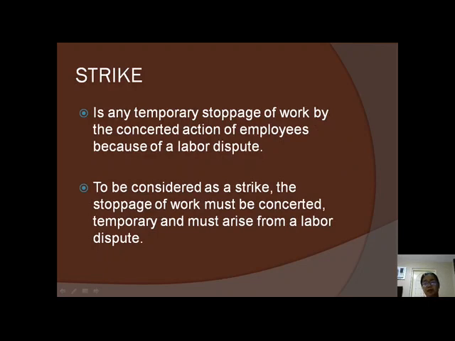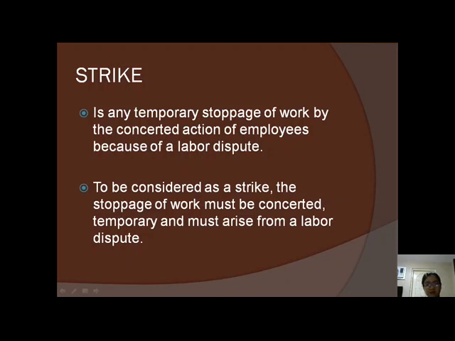Strike is any temporary stoppage of work by the concerted action of employees because of a labor dispute. So, to be considered a strike, the stoppage of work must be concerted, temporary, and must arise from a labor dispute. Before the labor union could do a strike, there are certain conditions that they need to follow or comply with first. So, they cannot directly perform a strike. Again, you need to comply with all those requirements.